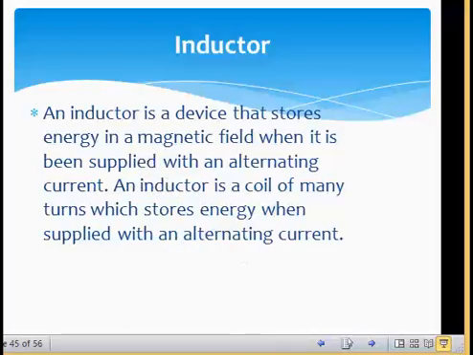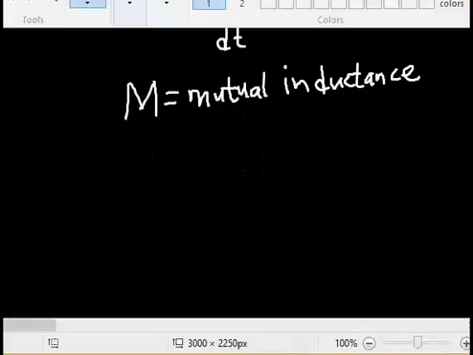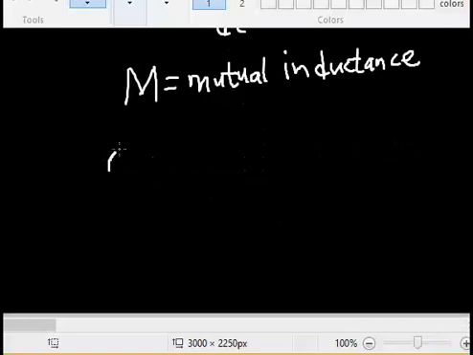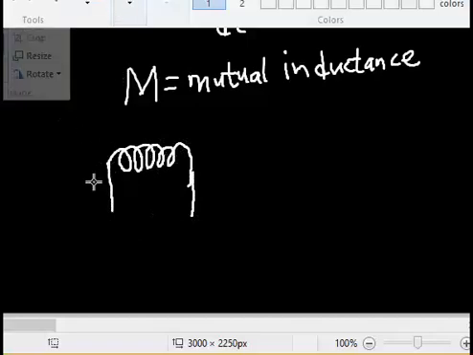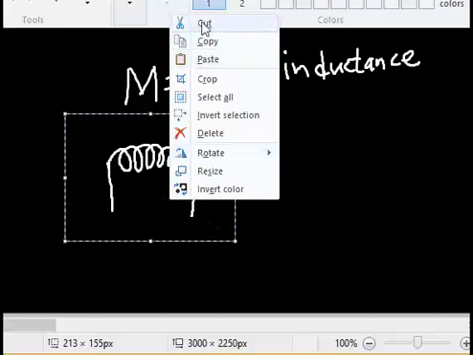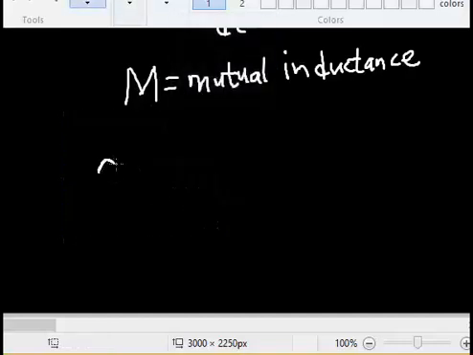So an inductor is simply a coil, a coil of wire of many turns. So anytime, either you call it an inductor, or you call it a coil. This inductor has an electrical symbol. Let me draw that again. So this is the electrical symbol of an inductor. Okay, so it's a coil of wire.